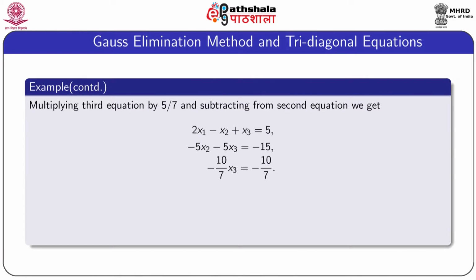Now, to eliminate the second variable x2 from the third equation, we multiply the third equation by 5 by 7, and subtract it from the second equation. We get the following system of equations.